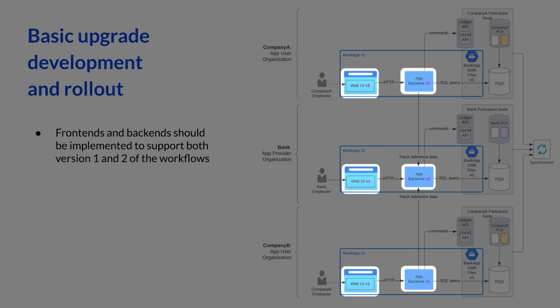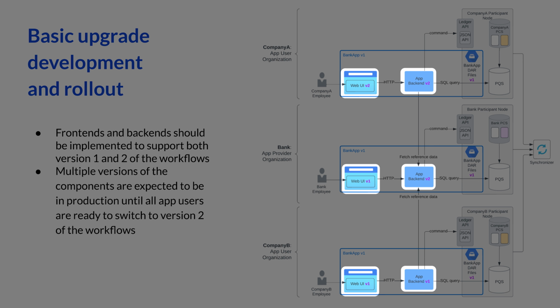The app front ends and back ends should be implemented to support both version 1 and 2 of the workflows. This allows the app provider and app users to deploy their updates independently on their own schedule. Multiple versions of the components are expected to be in production for a period of time until all app users have deployed version 2 of the components and are ready to switch to version 2 of the workflows.